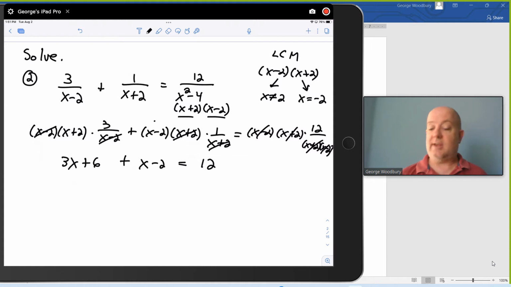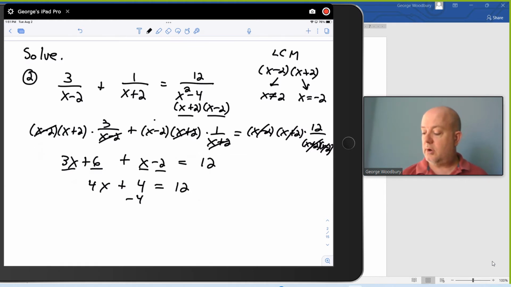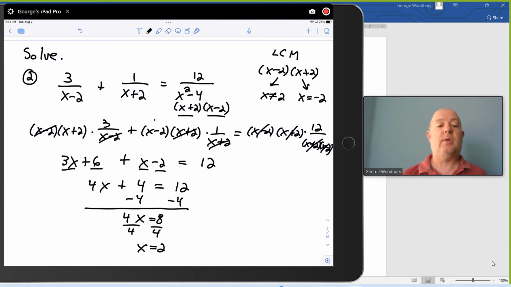Let's simplify the left-hand side. Like terms, 3x plus x, that is 4x. Combine 6 and negative 2 to get positive 4. So we have 4x plus 4 equals 12. Now I can solve this for x by subtracting 4 from both sides of the equation. 4x equals 8. Divide both sides by 4, and we get x equals 2.